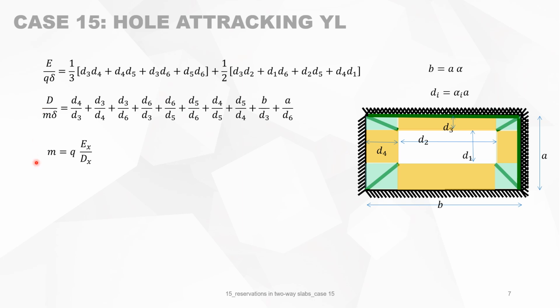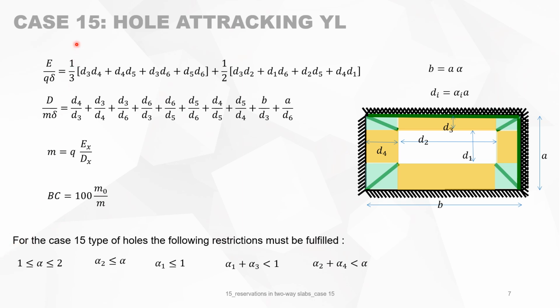D equals E, so M is Q times EX over DX. And the bearing capacity is 100 times M0 divided by M. Again, M0 is defined with the 30, 45, 60 rule, not with the attracting yield lines. This you cannot write in a simple way, so that's why we do it in steps like this.